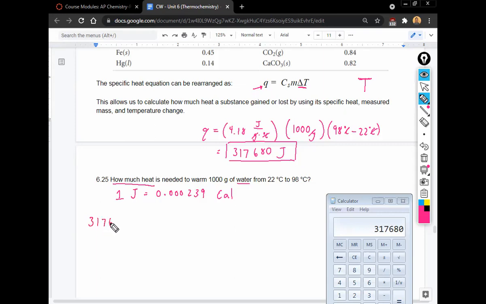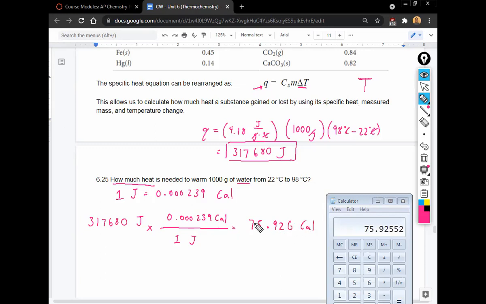Okay, so hopefully you're able to see that it's just a simple dimensional analysis calculation. So we're going to put joules on top. This is our conversion unit. So we're going to put 1 joule on the bottom. We're going to put 0.000239 calories on the top. And so we just need to multiply the value that we got by 0.000239.